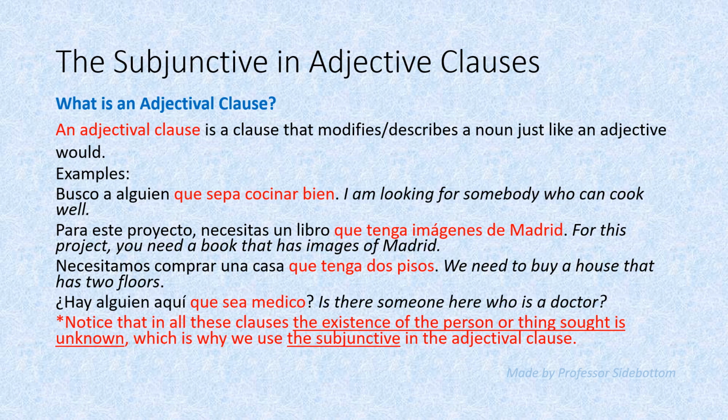¿Hay alguien aquí que sea médico? Is there someone here who is a doctor? Notice that in all of these clauses, the existence of the person or the thing sought is unknown, which is why we use the subjunctive in these adjective clauses.